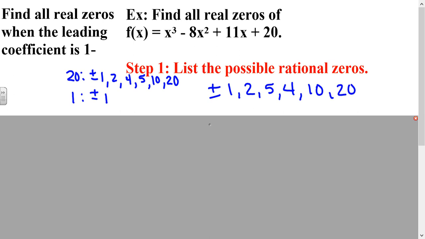So those are it. Well, that's 1, 2, 3, 4, 5, 6 positive and 6 negative possibilities. So that's 12 possibilities. And there's probably not going to be 12 zeros in this function. It's not going to cross through 12 times. So I need to narrow this down. So to find out if something is a zero, what we can do is test it using synthetic division.